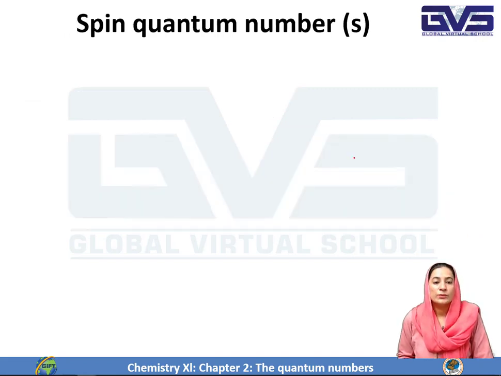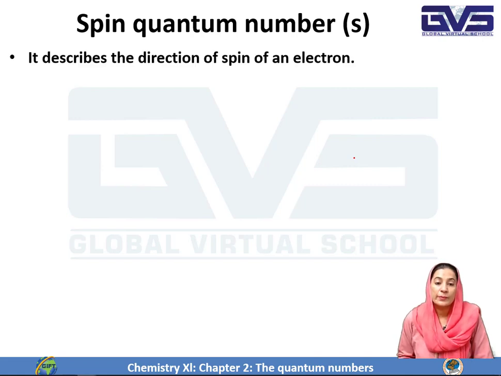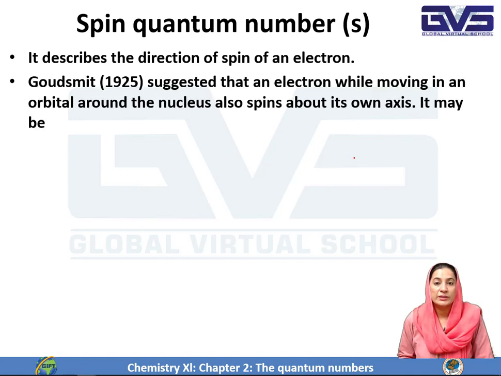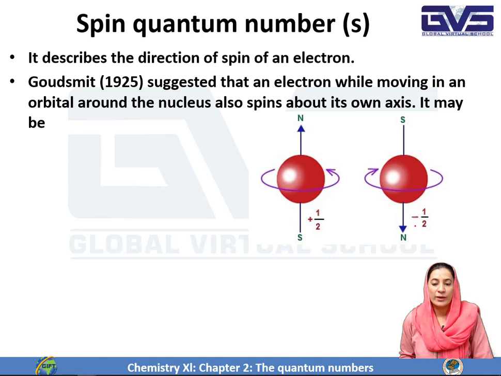And the last one is the spin quantum number, represented by small s. This spin quantum number basically determines the direction of the spin of the electron, and this was described by Goudsmit in 1925. He suggested the spin quantum number. If an electron is moving like a wave motion in 3 dimensions, it also spins, and its spin will be in 2 directions, it can be clockwise and it can be anti-clockwise. So it spins on its own axis.